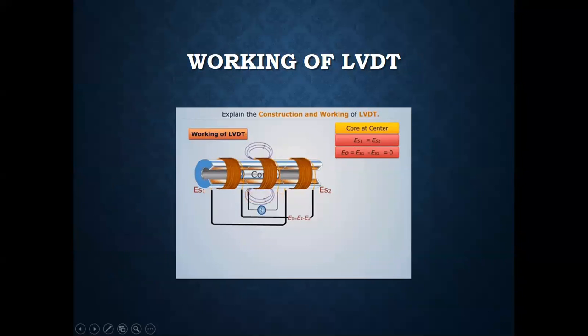So you can see the working of an LVDT. The core is moving, and at that time there is more flux linkage here. Then if it is moving left, the flux linkage will be reducing. So the output is the difference between the two, ES1 and ES2.